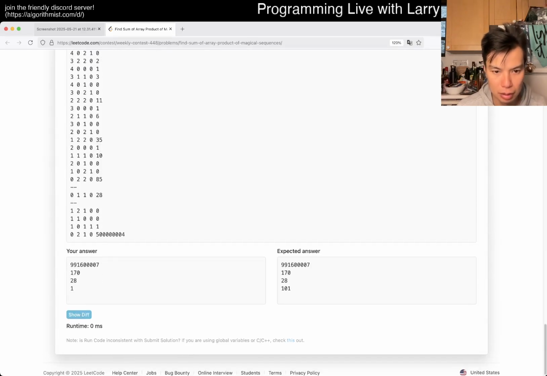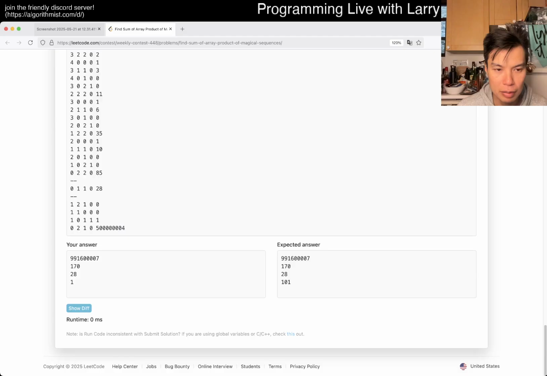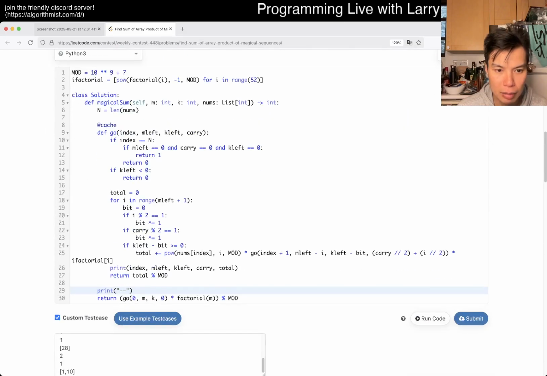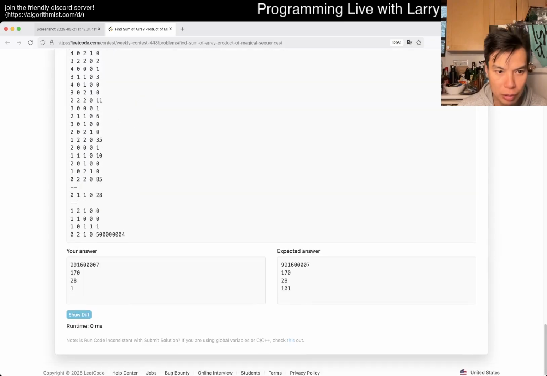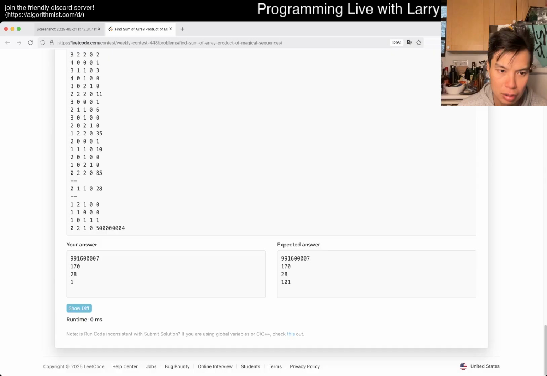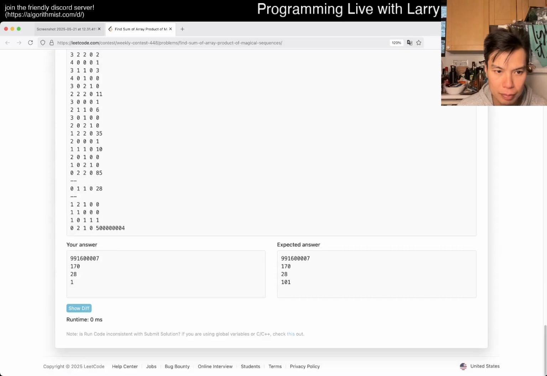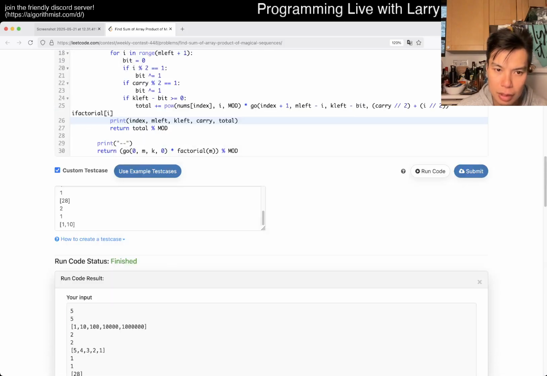Okay. I mean, there's no 100 anywhere. Okay, so at 1, it should have 1, 1, 2, 1. So, okay, 1, 2, 1 is what we care about. Okay, fine. Carry is 0. That's fine. Total should not be 0. Okay, so why is it 0? What does it call? Yeah, that should not be 0.